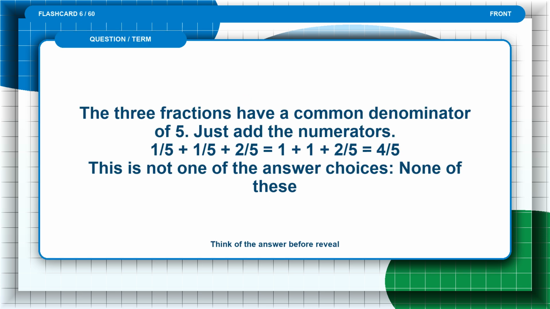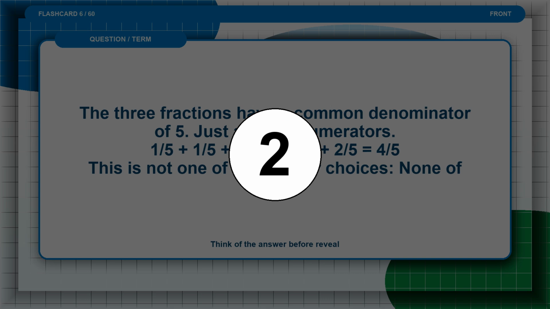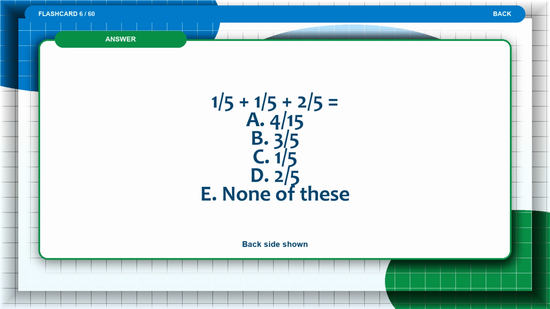Flashcard 6. The three fractions have a common denominator of 5. Just add the numerators. 1/5 plus 1/5 plus 2/5 equals (1 plus 1 plus 2)/5 equals 4/5. This is not one of the answer choices: none of these. Think of the answer before the reveal. The answer is 1/5 plus 1/5 plus 2/5 equals: A, 4/15; B, 3/5; C, 1/5; D, 2/5; E, none of these.